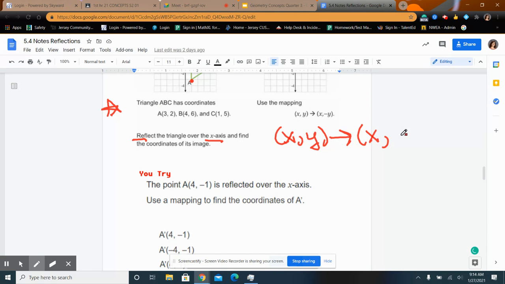It's x, -y, isn't it? Is that what it says under x-axis? If you find the right code, so what does that tell me? A prime is going to be x. What does this say? X stays the same. So it's going to be what? If x stays the same, what's the x going to be? Here's A. What's x going to be if it stays the same? 3. And it says take the opposite of y. So what's the opposite of y? -2.